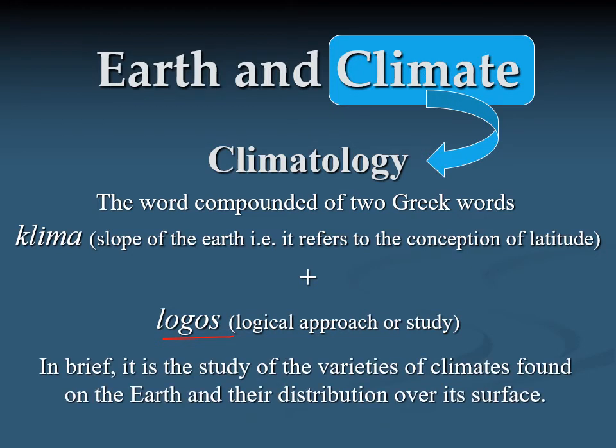So if we club these two words, klima and logos, it makes the word climatology, which basically tries to elaborate the part of the scientific study in which we deal with the varieties of climatic conditions found around the earth and the process and its effect over the earth's surface, as well as their distribution over the earth's surface.